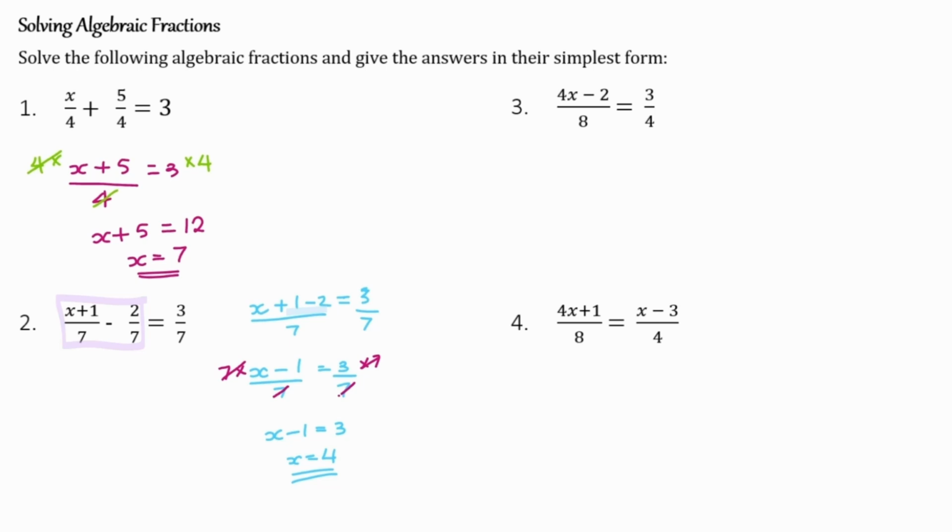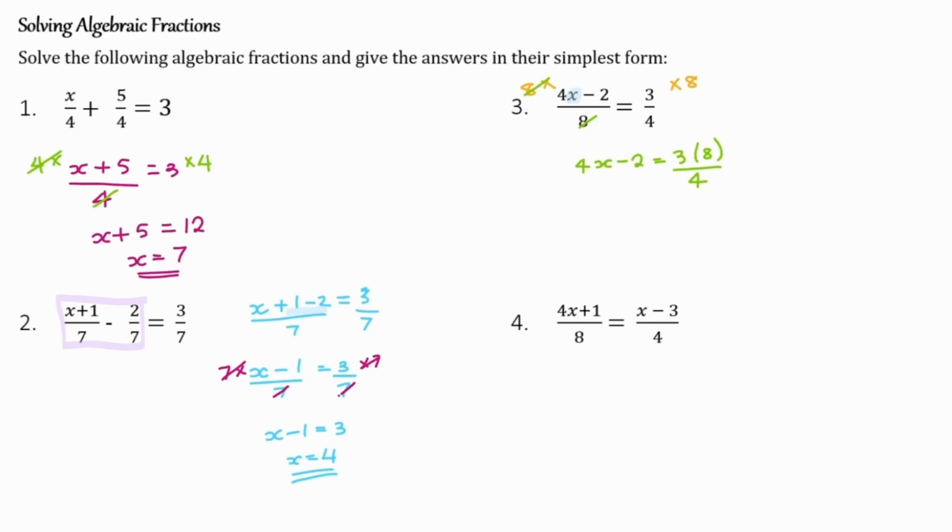For number 3, we have 4x minus 2 over 8 is equal to 3 over 4. So first, we can see that x is in an expression which is in the numerator, and this also has a denominator of 8. So the first thing to do is to get rid of the 8 from the denominator by multiplying both sides by 8. The 8's on the left-hand side cancel out, and we are left with 4x minus 2 is equal to 3 times 8 over 4.